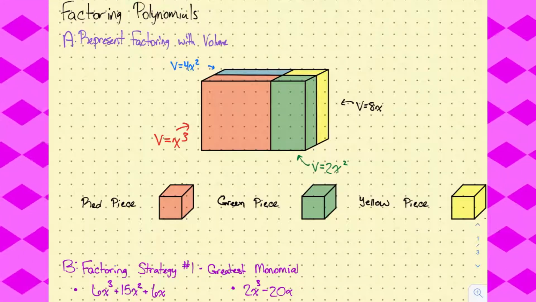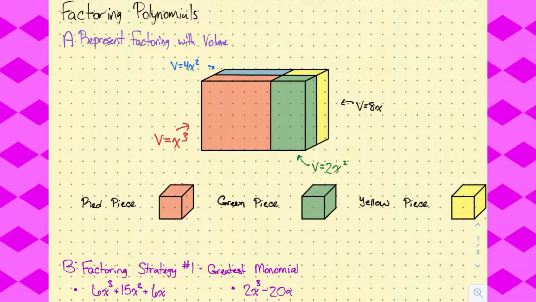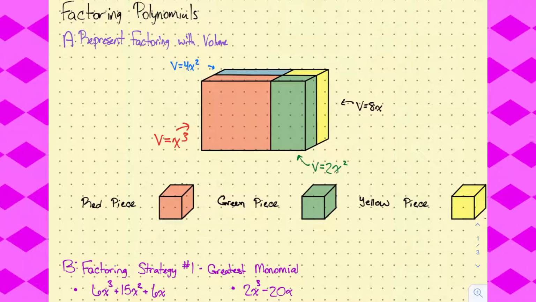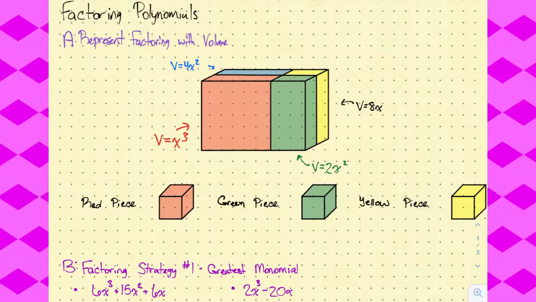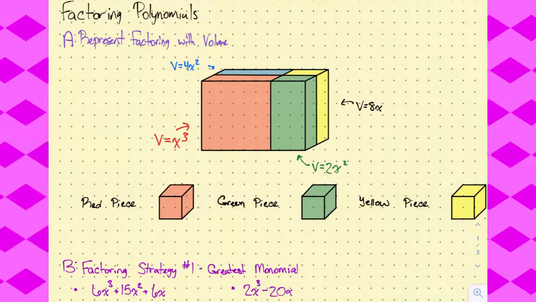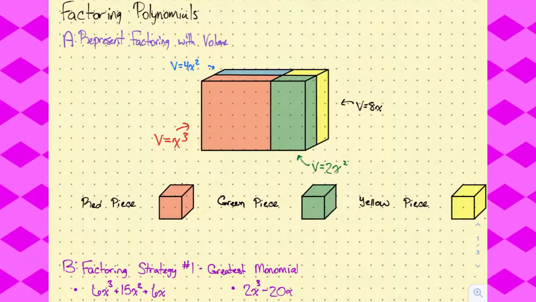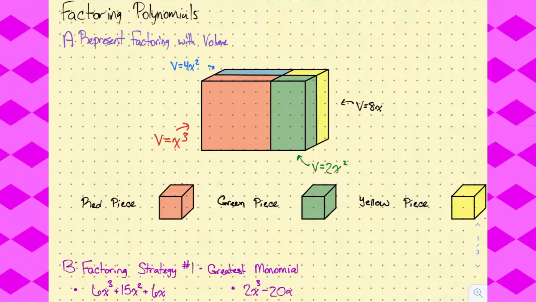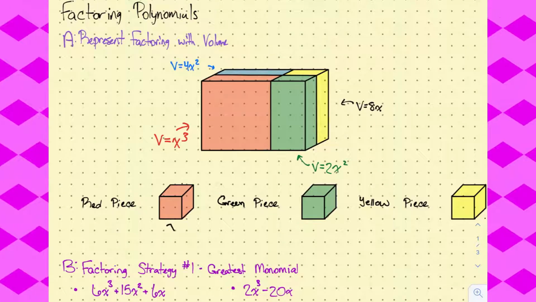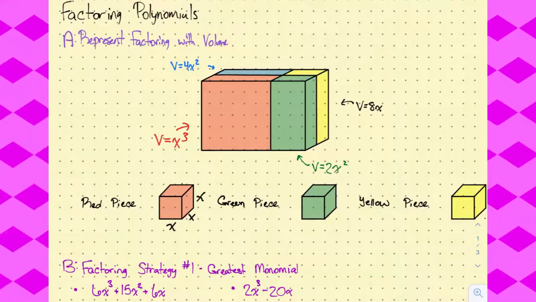Here we have the exact same rectangular prism from the previous lesson. The red region has a volume of x cubed, the blue region has a volume of 4x squared, the green region has a volume of 2x squared, and the yellow region has a volume of 8x. What I'd like to do is try to reason out what the dimensions of each piece are. Since the red piece is a cube, and its volume is x cubed, that tells us that the side lengths are all x, x, and x.